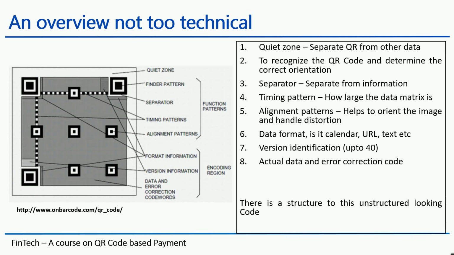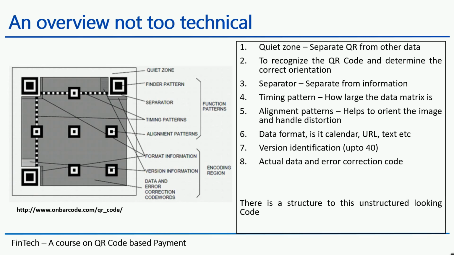Then the sixth part is called data format, which means what kind of data is in the QR code. Is it a calendar? Is it a website URL? Is it a text or is it a map? What kind of information is in the QR code? Then number seven is called version identification, which means, as I told you in the last section, there are different versions up to 40. So which version does this QR code have?